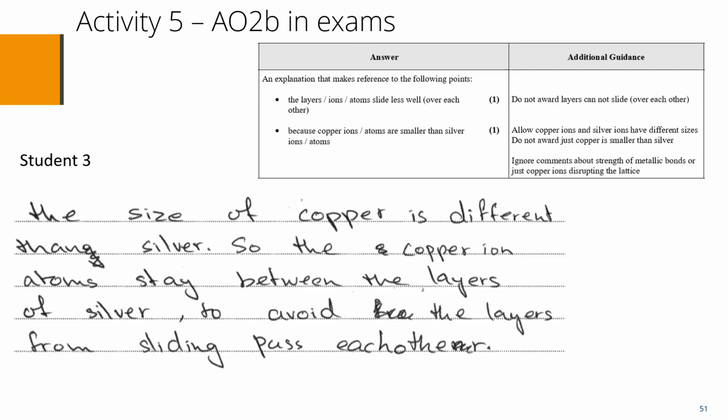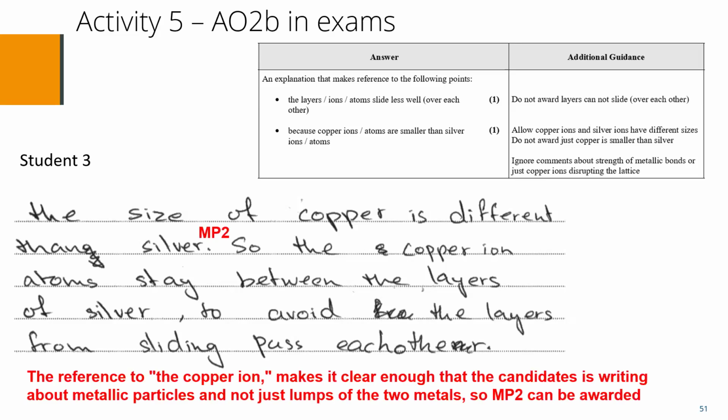That shouldn't be awarded. But look at the second sentence. So the copper iron atoms stay between the layers. Now, it's pretty obvious that they're talking about copper ion stroke atoms there. So we can backtrack to the first sentence and award that mark because of what they've written in the second sentence. Can you see how we're looking to be positive in our marking? Okay, so that can be given as an MP2. The reference to the copper ion makes it clear enough that the candidate is writing about metallic particles and not just lumps of two metals. So we can award MP2.